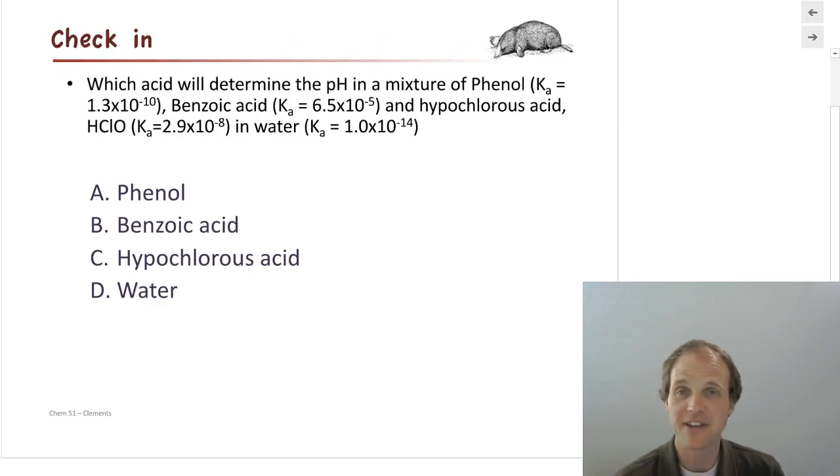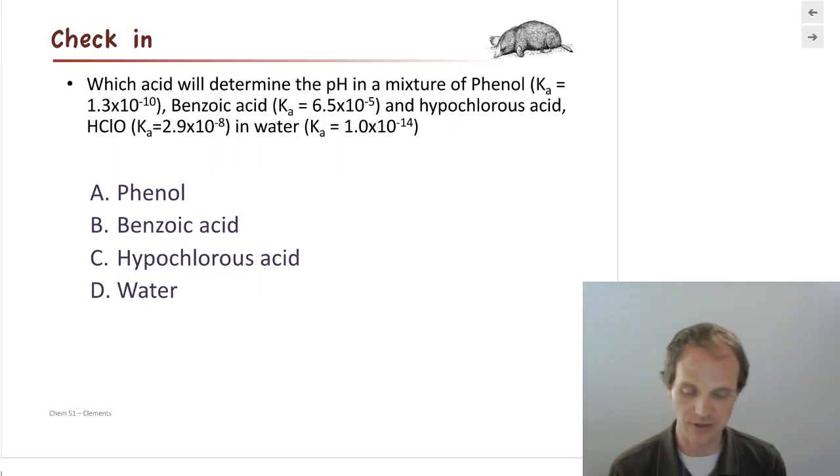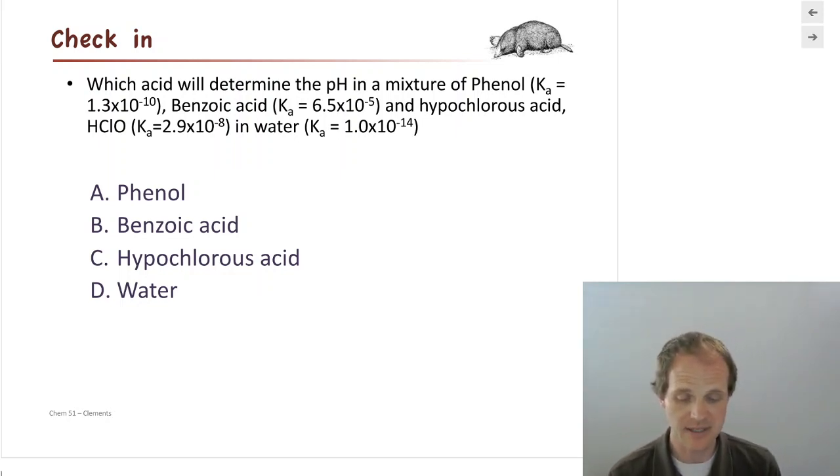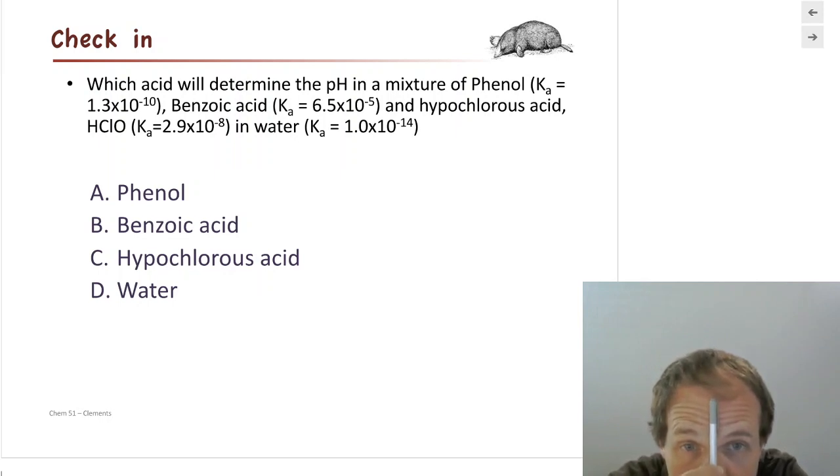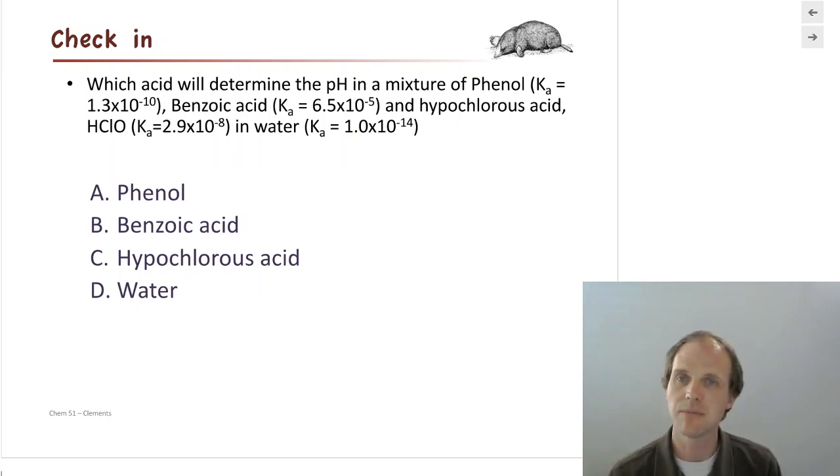Okay, so here we've got a question for you. Which acid will determine the pH in a mixture of phenol, which has a Ka of 1.3 times 10 to the minus 10th, benzoic acid, 6.5 times 10 to the minus 5th, hypochlorous acid, 2.9 times 10 to the minus 8th, and water, 1.0 times 10 to the minus 14th? All righty. Okay, what did you come up with?